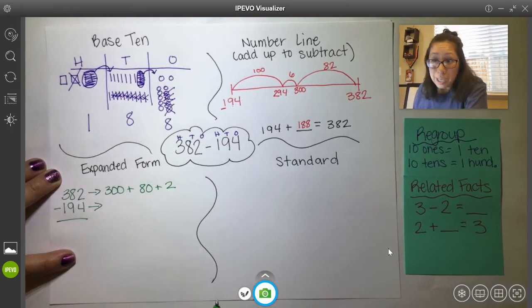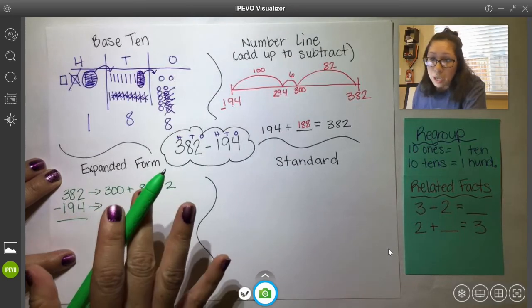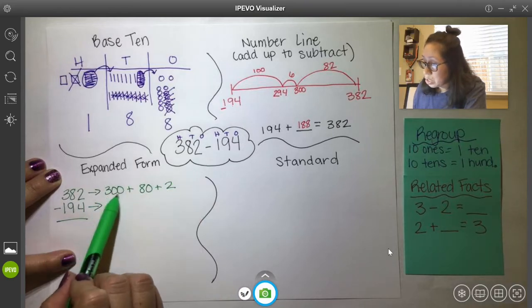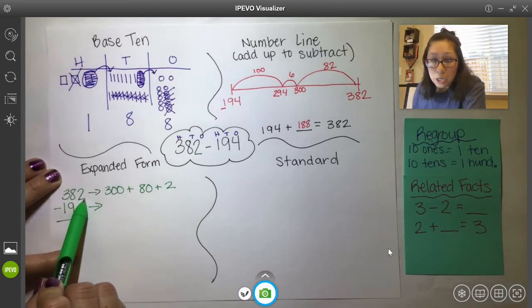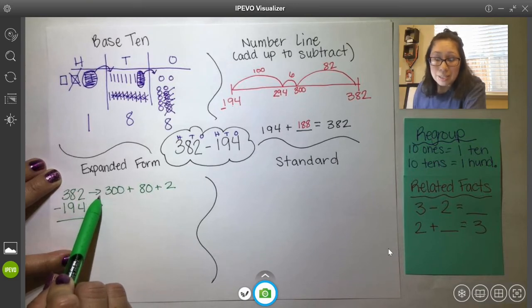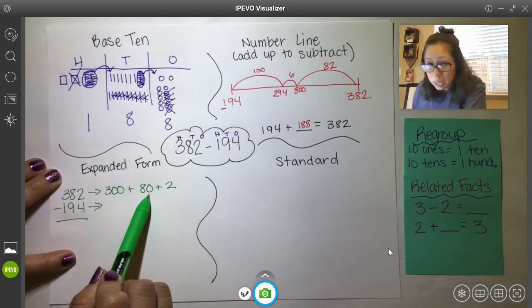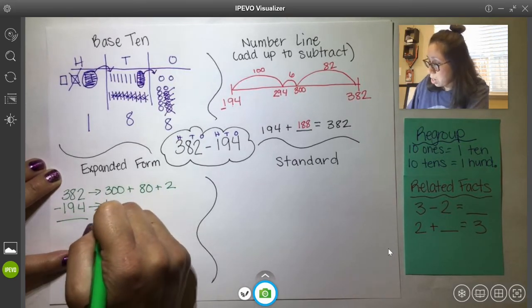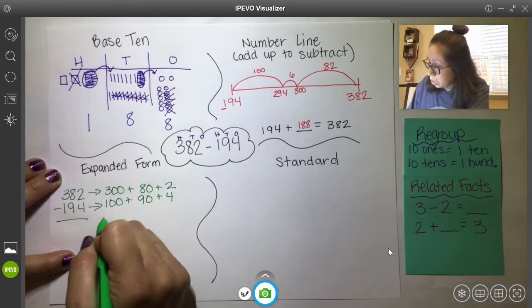Now I know what you're thinking. We're working on subtraction, but I just used plus signs. I'm not subtracting quite yet. I haven't got to that step yet, but for expanded form, we always use plus signs just to show that 382 is the same value as 300 plus 80 plus 2. Okay, we're going to do the same for 194, 100 plus 90 plus 4.